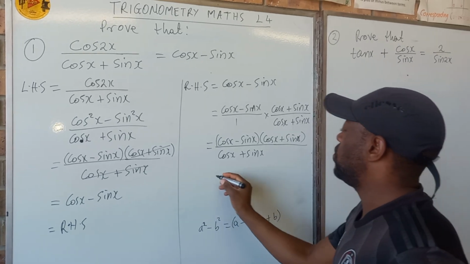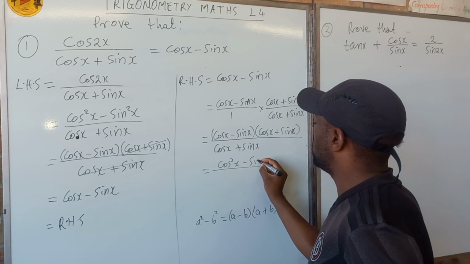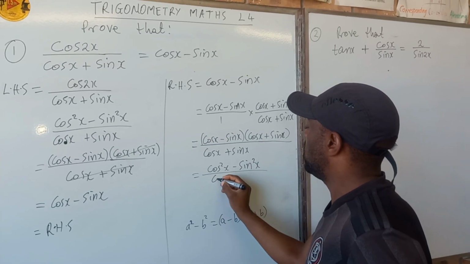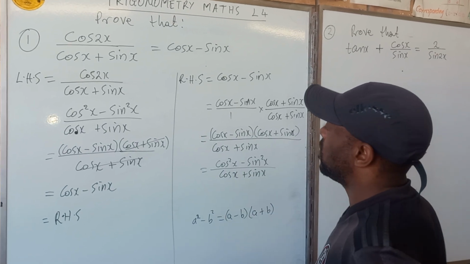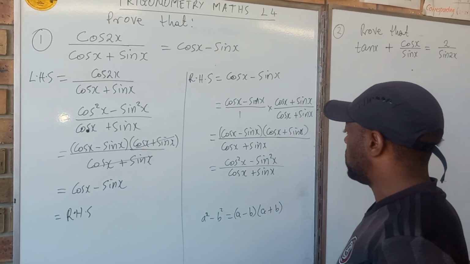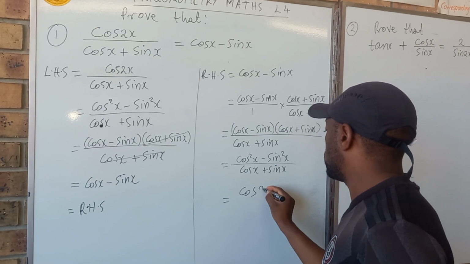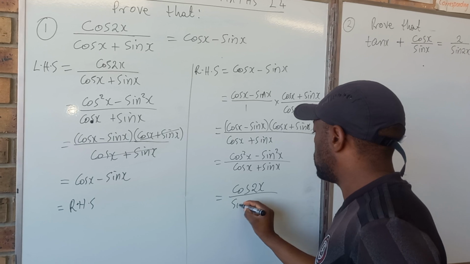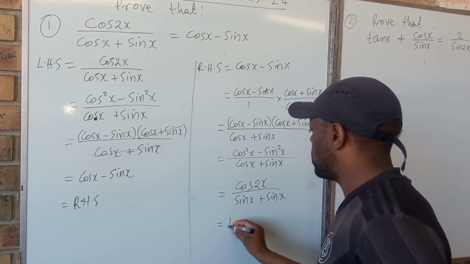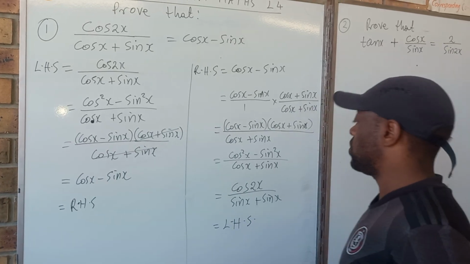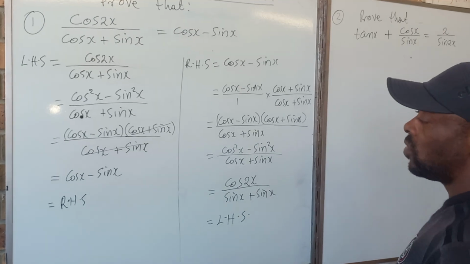So it should take us to cos square x minus sine square x on cos x plus sine x. We know very well that cos square x minus sine square x is obviously the formula for cos 2x. So you see, I've succeeded to move from right to left. So I can do a proof from any side. So that is our solution for that proof, guys.